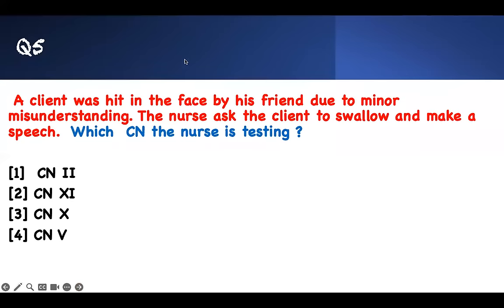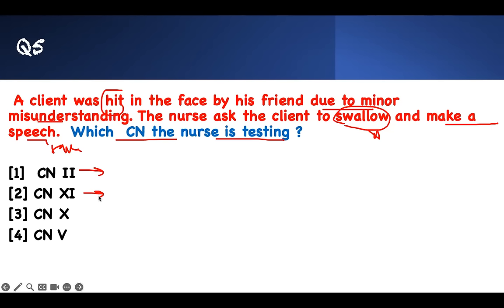Number 5. Which cranial nerve is the nurse testing? A client was hit in the face by his friend due to a minor misunderstanding. The nurse asked the client to swallow and make a speech. So talking and swallowing. What is involved? Those are the keywords. You see, I keep on underlining the keyword. Talking and swallowing. We saw cranial nerve 2 is visual acuity.